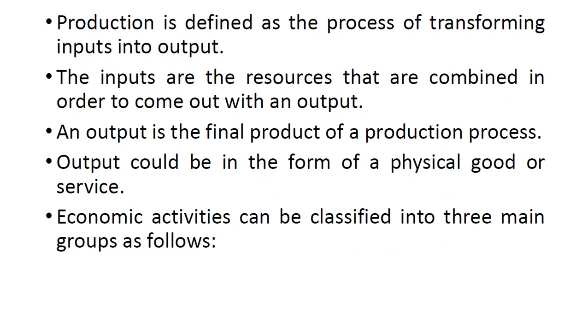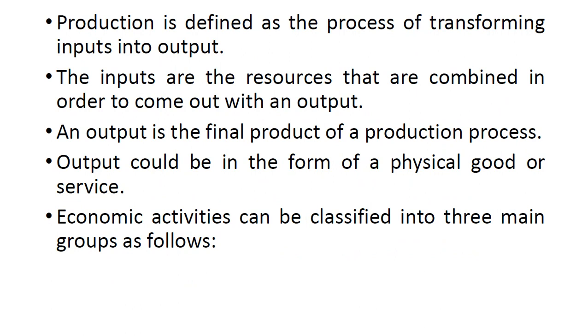So, we can define production as the process of transforming inputs into outputs. The process of transforming inputs into output is what production is all about. Production combines resources in order to come out with an output, and those resources are what we call inputs or factors of production. When a production process generates an output, the output could be in the form of physical goods or services or virtual commodities, like computer software and the rest.